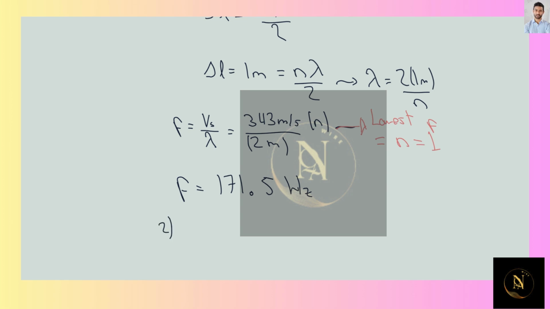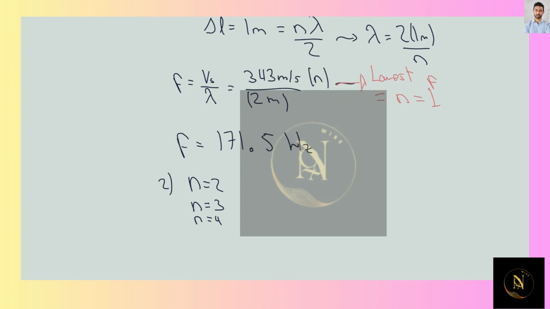In order to do that, we need to multiply by the values of n in our equation. So this would be for n equal 2, n equal 3, n equal 4, and so on. And we're going to select the ones that correspond to the range, n equal 5 and following. For n equal 2, we're going to get 343 meters per second.